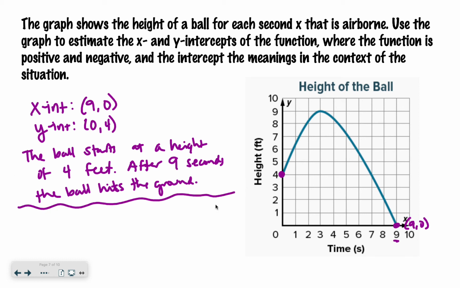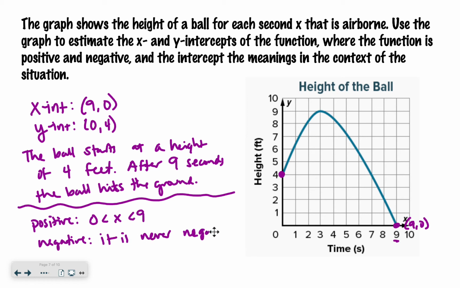And then the last thing we need to do is talk about where the function is positive and where the function is negative. So this function is positive for this entire thing, right? It's above that x-axis for that entire thing. So we would say it is positive from 0 all the way to 9. And then for negative, you would just say it is never negative. Okay, so there will be some questions where you will say that it's either never positive or never negative. That's okay, that can happen.